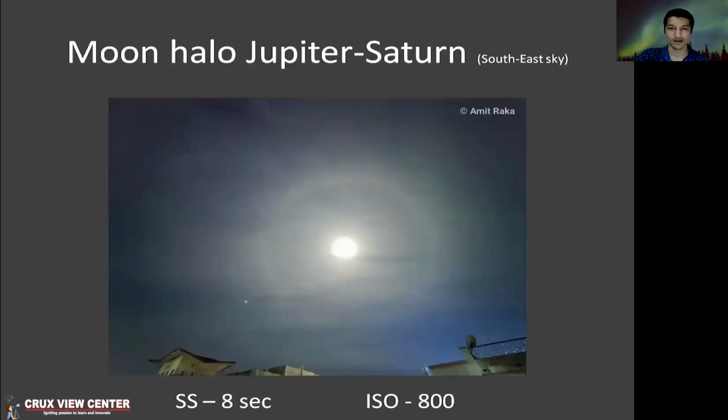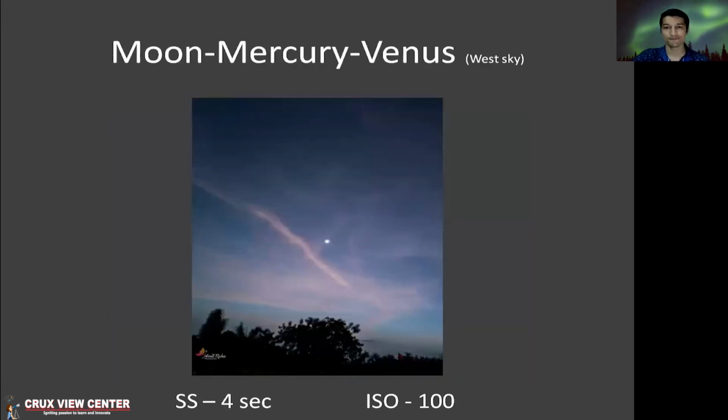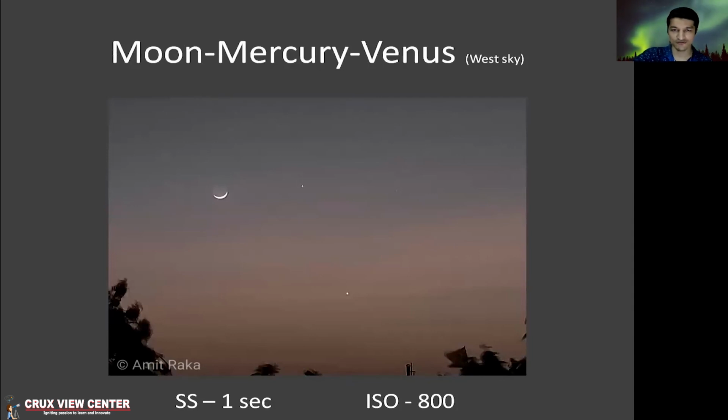Very bright. Okay. This is again because of clouds, halo formed. And you can see my exposure is only 8 seconds, although my ISO is 800. Here it was a photograph. I'll shift to the next because this is a zoomed version of the same photograph.